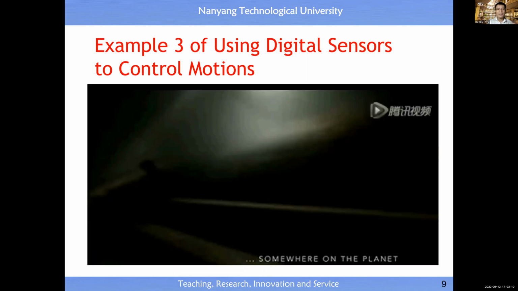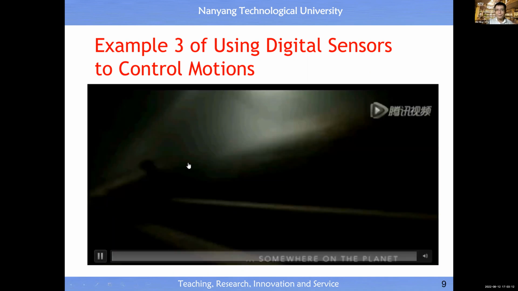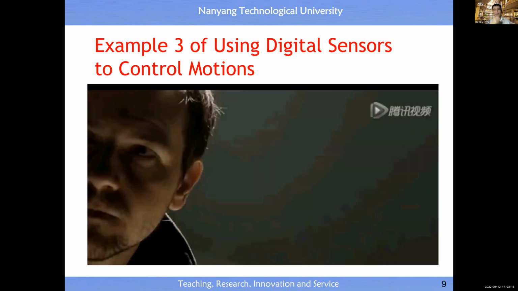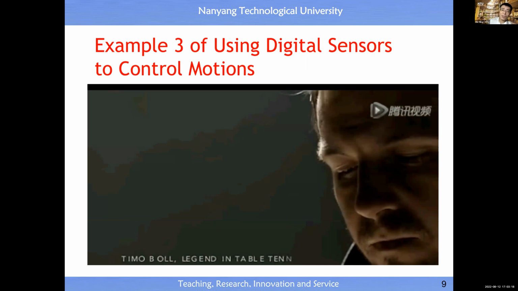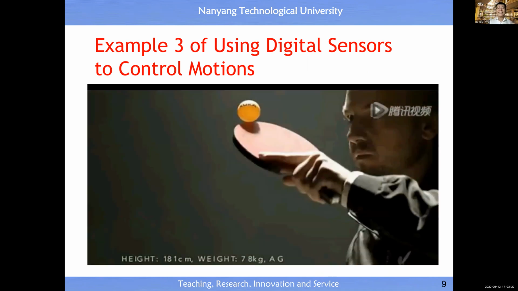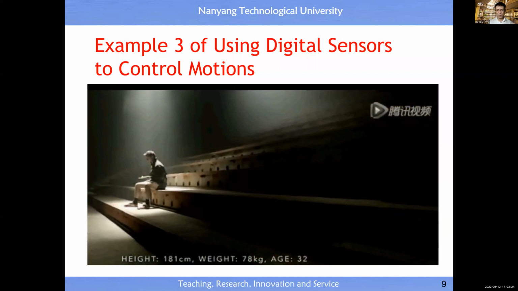So then here is one more example. You see people playing a game with a robot arm. Actually, in this case, it also performs rotational motion, right?